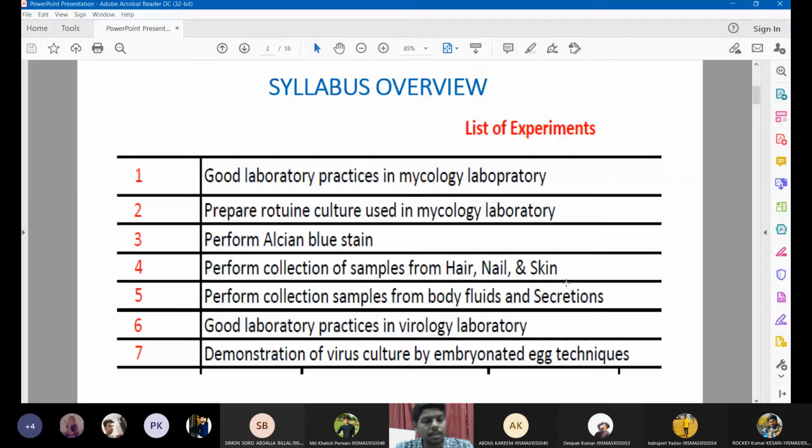Upon collecting these samples, we will go for KOH preparation and laboratory investigations. Then we are able to pinpoint the exact fungus that is responsible for the disease. So accordingly, we can give treatment to the patient. That is why we perform collection of these hair, skin, and nail samples.